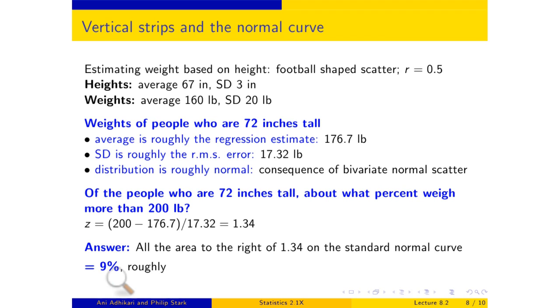So stepping back again to the big picture, what you started out with was a football-shaped scatter diagram and summary statistics about the two variables. What you can do with that is generate summary statistics about every vertical strip. And yes, of course, also every horizontal strip. And using that and the normal approximation, you can figure out proportions not only across the board, but also within each single strip.